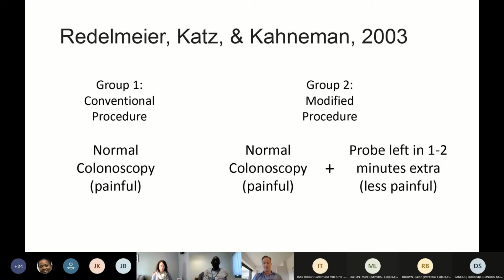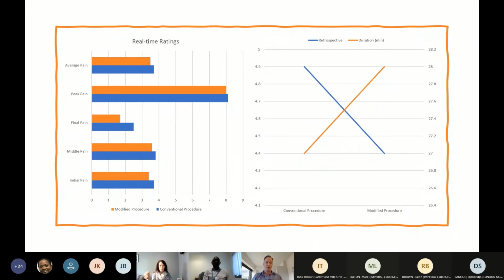They had a normal colonoscopy that was just as painful as the first group. But for the modified procedure, at the end of the colonoscopy, they left the probe inside for 1 or 2 extra minutes. This is still painful, but it's less painful when the probe is not moving compared to when it's moving. So just like with the cold pressor task, the procedure ends with pain, but a little bit less pain. Here are the results. They had people rate the initial pain, the pain at the middle of the procedure, and the final pain. They had them rate the peak pain, and they had people estimate the average pain over the whole procedure.